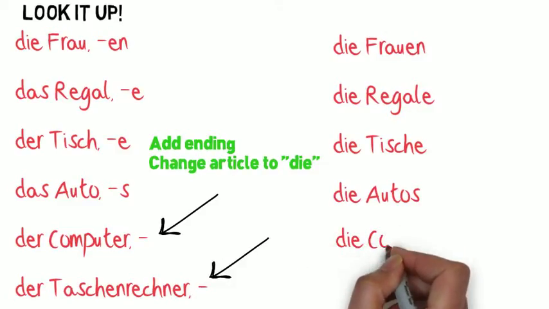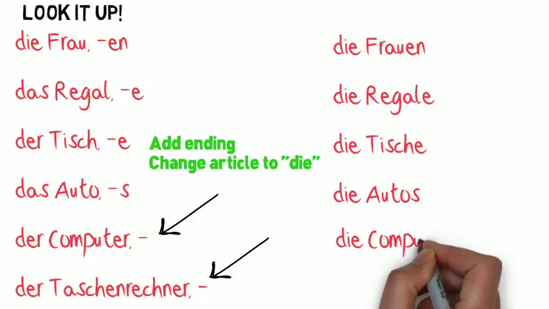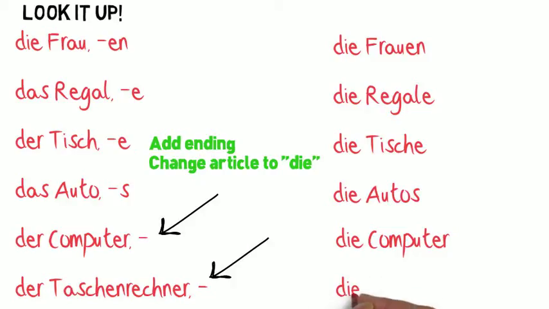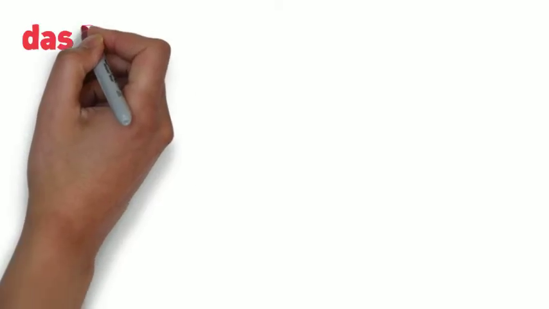But they will still become die words in the plural. In fact, that's the only way that you'll be able to tell that the word has become plural. Der Computer becomes die Computer and means the computers. Der Taschenrechner becomes die Taschenrechner and now means the calculators.